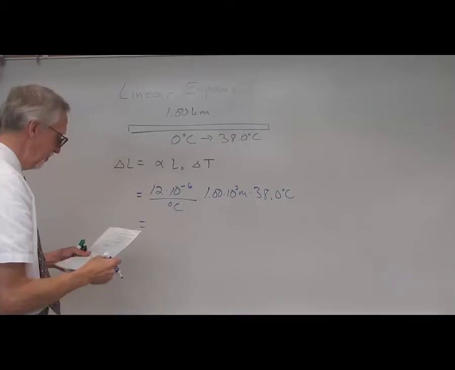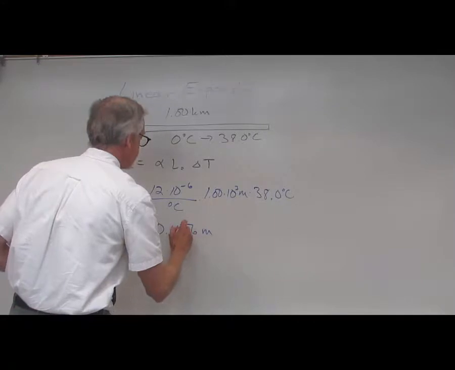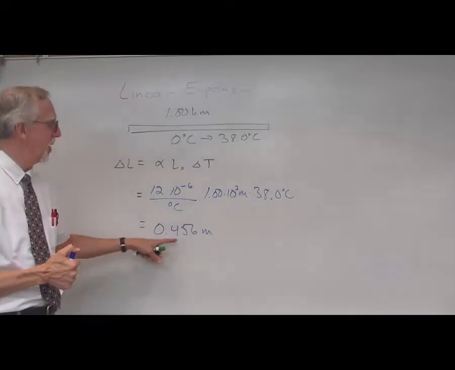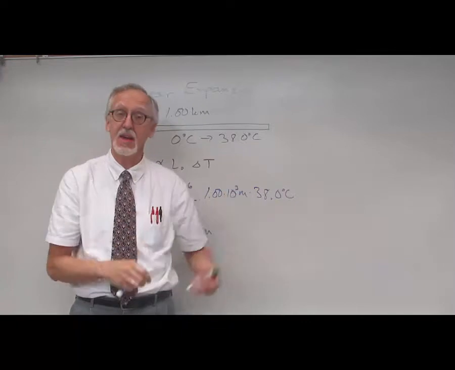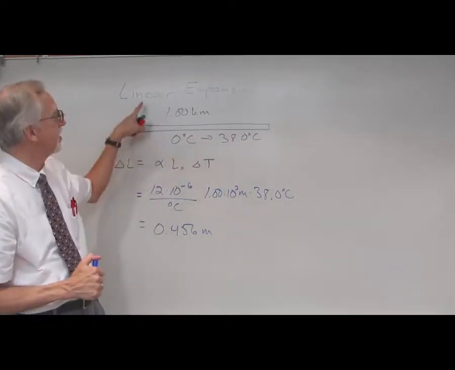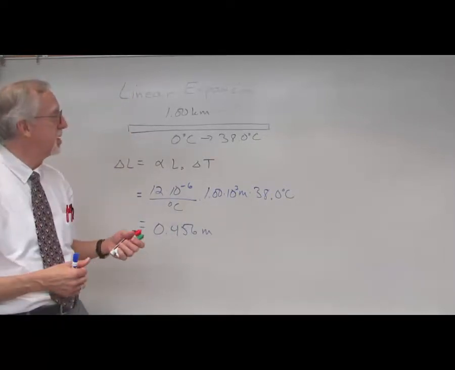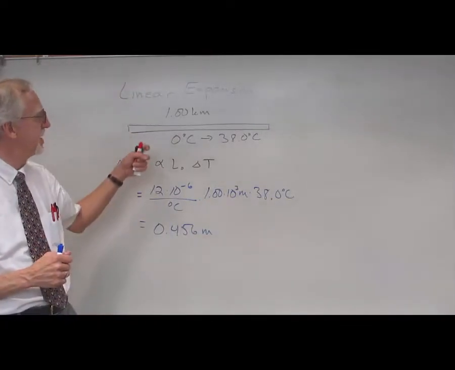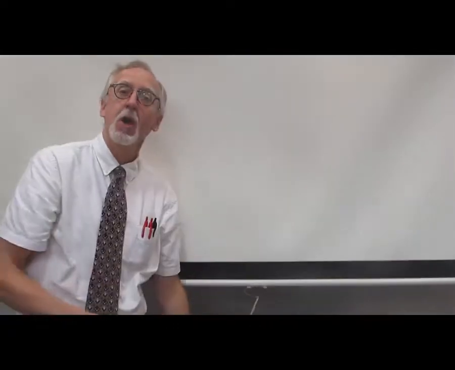We multiply that out, and what we get is 0.456 meters, almost half a meter. So we're talking about a length that's on the order of this long. That's a pretty big expansion if that's got to fit into every kilometer of railroad track. Now, railroad tracks are made so that they minimize the amount of linear expansion, so you don't have to worry too much about that, but it is definitely something that needs to be considered, especially if you have ever driven over a bridge, a long metal bridge.